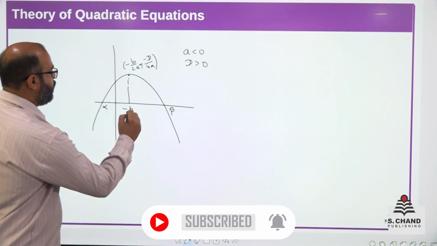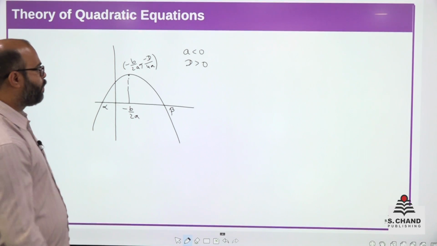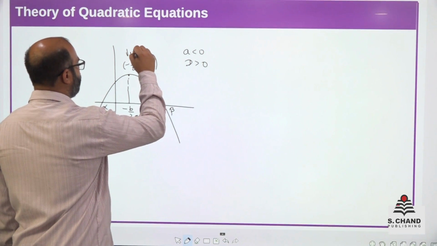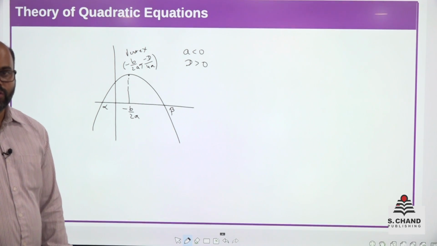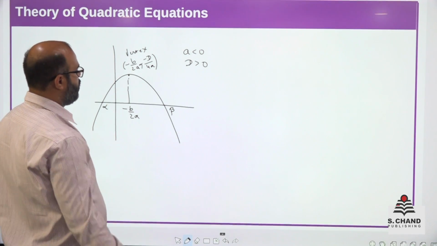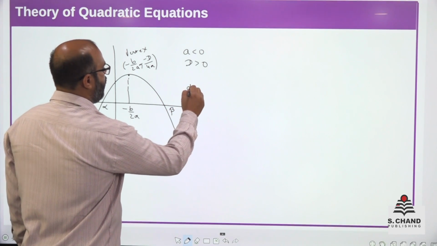This point is minus b by 2a, that is the vertex of the parabola. This is called vertex, right? And these type of graphs we study in parabola chapter, also in coordinate geometry. So here again, if you see there are two distinct and real roots.